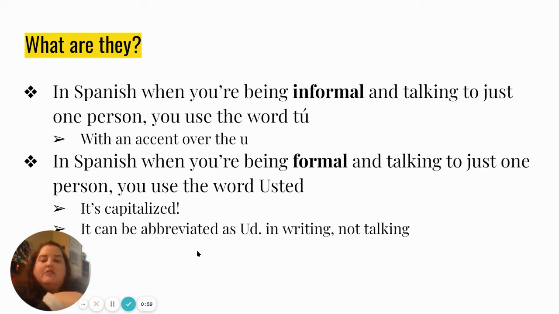Okay. So what are our formal and informal yous? In Spanish, when you're being informal and talking to just one person, you use the word tú, okay? And it has an accent over that u. That's important because tu without an accent is a possessive. It means your, like mine, yours, ours, etc. When you're being formal and talking to just one person, you use the word usted. It's capitalized. That's important to know. And if you're ever reading anything, you might see it abbreviated as Ud. period. So you're never going to say that when you're speaking, but when you're reading something and you come across a capital U and a D with a period, that's usted, which is formal you. We just got lazy.